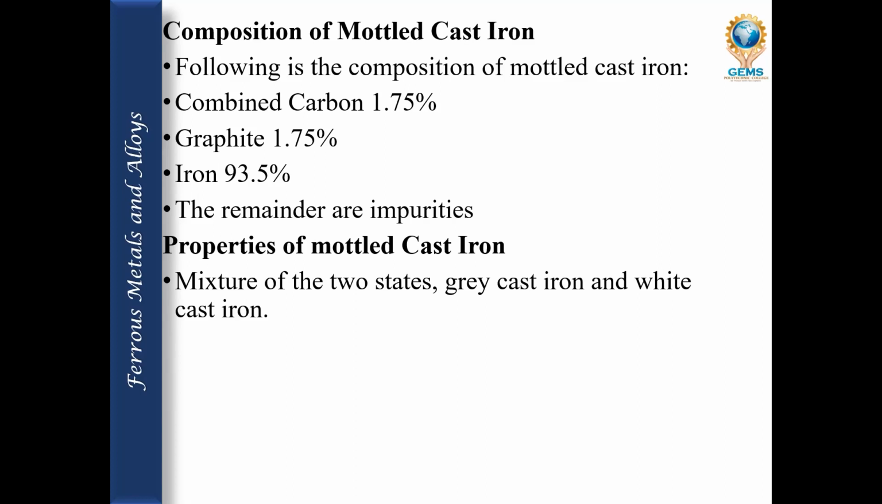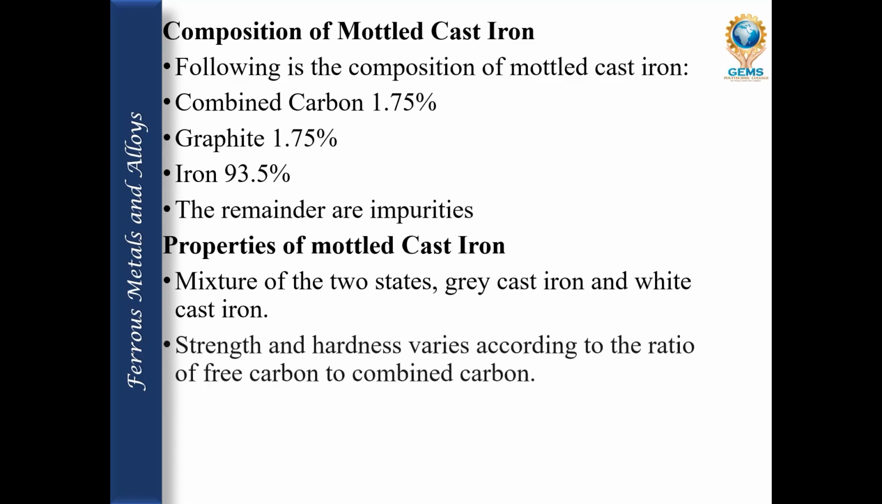So basically the two states will be the grey cast iron as well as white cast iron. These two cast irons will be mixed in a proper proportion, wherein the strength and hardness varies according to the ratio of the free carbon to combined carbon. So the strength and hardness varies differently in this mottled cast iron, because if the carbon is combined, the strength would be different. If the carbon is free, the strength would be totally different. So there are so many differences.